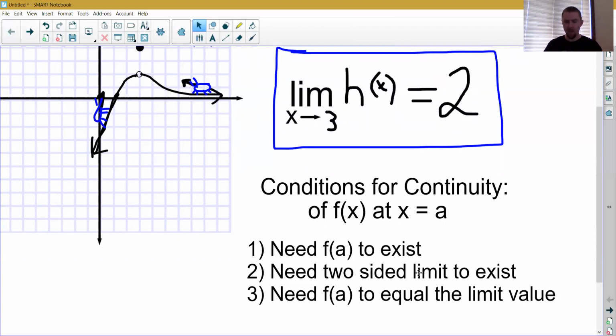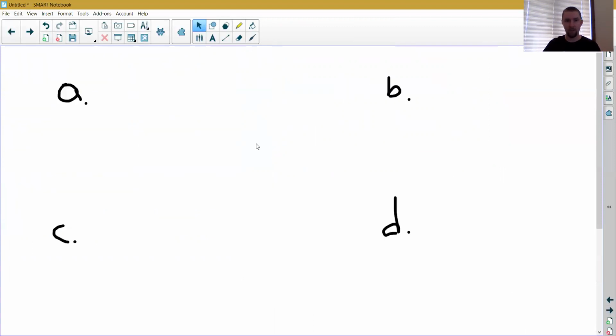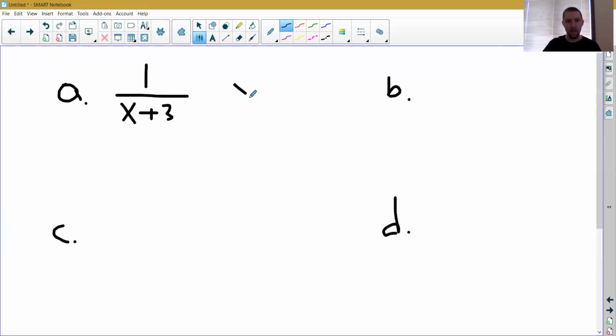Okay? So if we look at number 81, they're asking us to basically practice this with a few random functions where they don't give us graphs, but they actually give us equations. Okay, so if we look at letter A, they ask us to evaluate this function, 1 over x plus 3, and they give us an x value to evaluate. They want to know, is this function, f of x or y equals 1 over x plus 3, continuous at x equals negative 3?